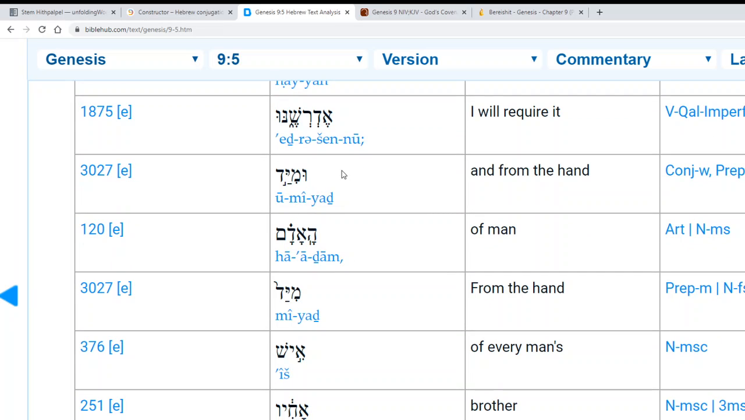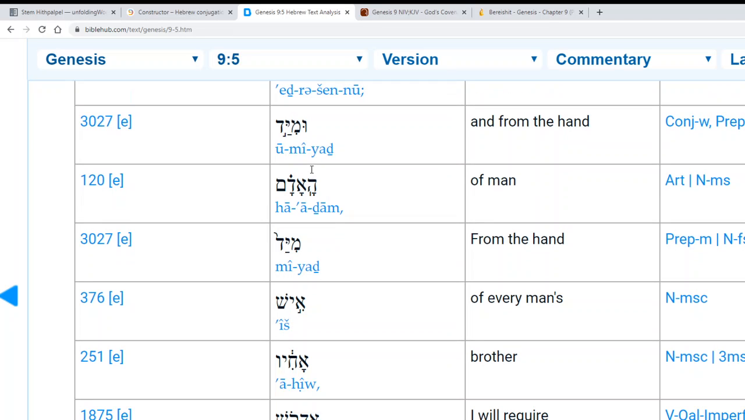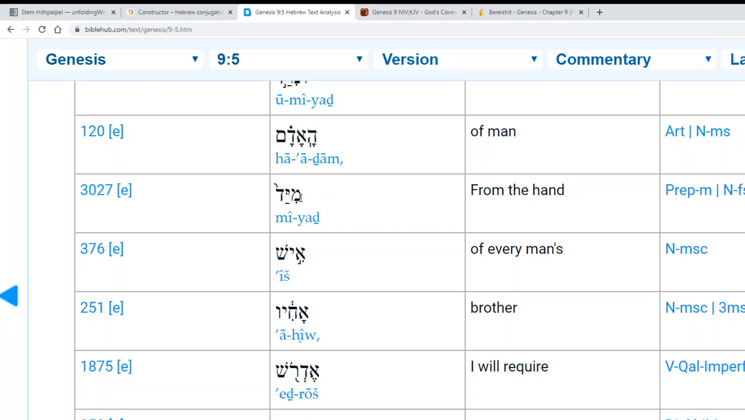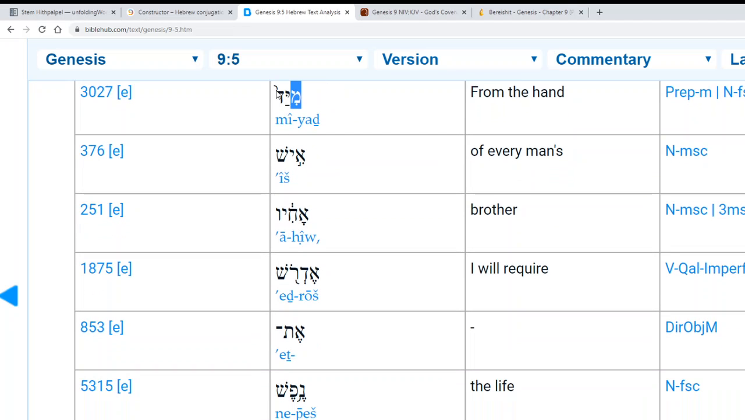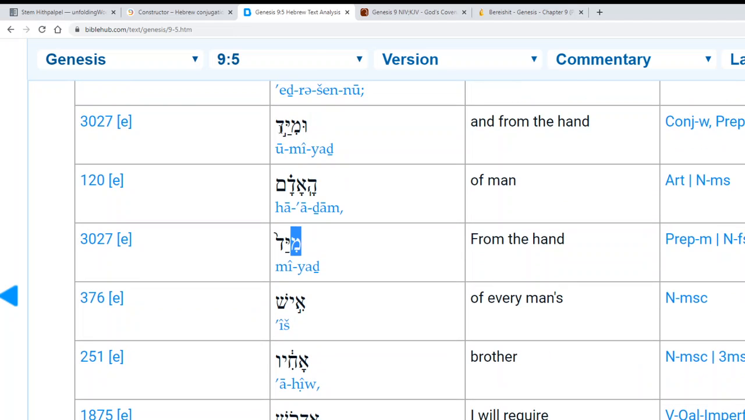U'miyad, so conjunctive vav, prepositional mem, yad meaning hand. We've had that many times before. Ha'adam, so yad is in the construct form with adam, which is one way of saying man, right? That's the article, obviously. Mi'yad ish, so prepositional mem, yad is again hand, from the hand. Yad ish, so we had miyad ha'adam and miyad ish. Ish is obviously man. It's a different word for man.